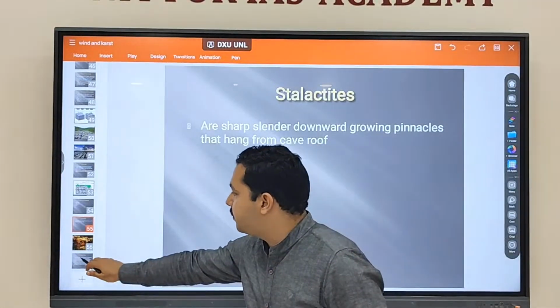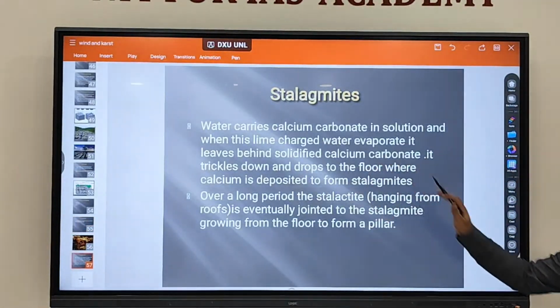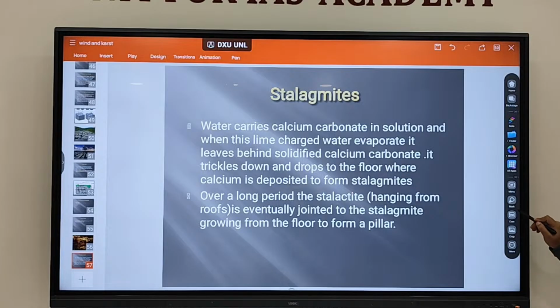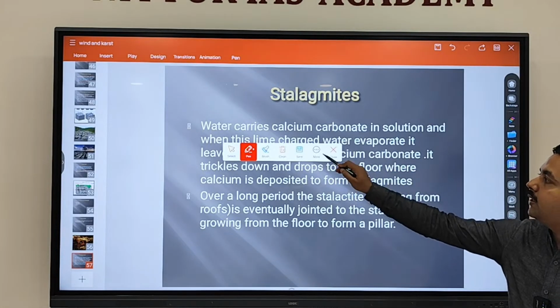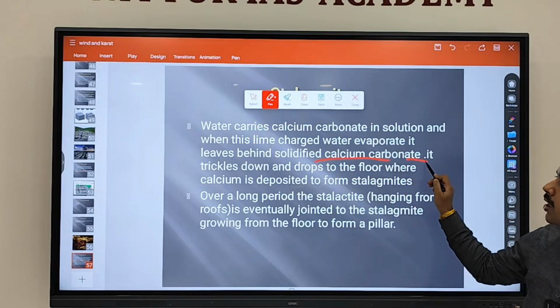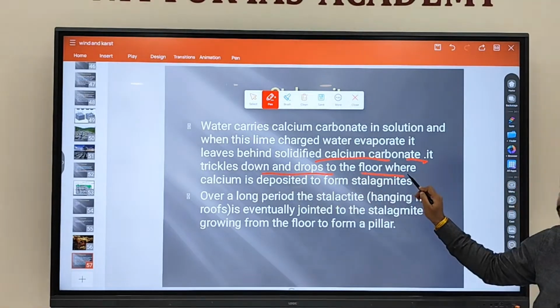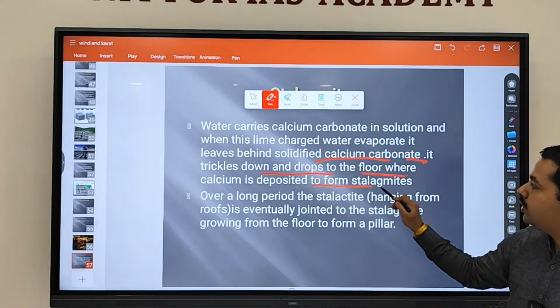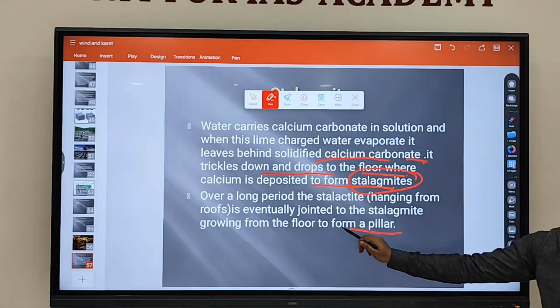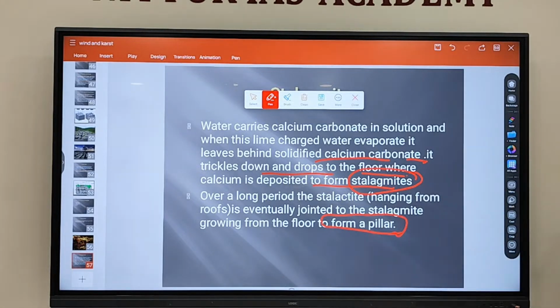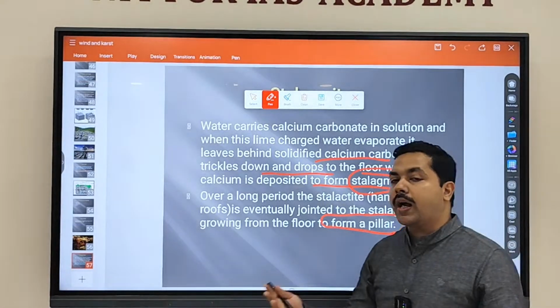So what is a stalagmite? Now here water carries calcium carbonate in solution. When this water evaporates and leaves behind solidified calcium carbonate, it trickles down and drops to the floor. So when it drops to the floor, it is referred to as what? Stalagmite. And when both join together, stalactite and stalagmite, it is called a pillar. Fine. So this is all about karst topography.